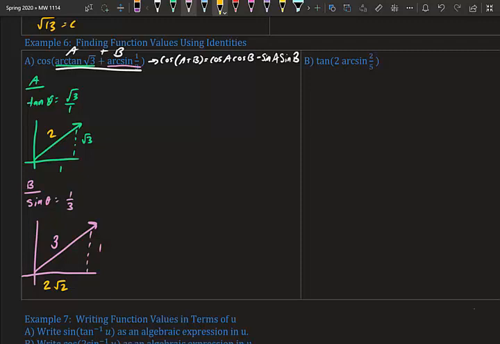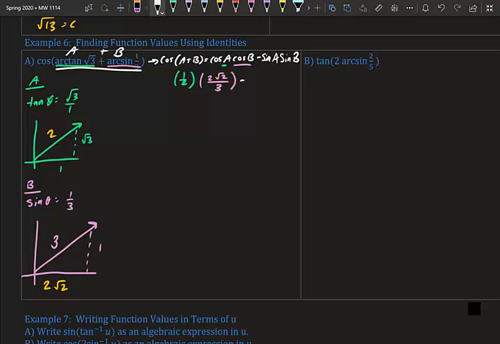So now we can go ahead and find all of these values. We can find what cosine A is, cosine B, sine A, sine B. So cosine A, that's going to come from the A triangle. So cosine A, adjacent over hypotenuse, that's 1/2. Then we have cosine B, so adjacent over hypotenuse, so 2 square root of 2 over 3.